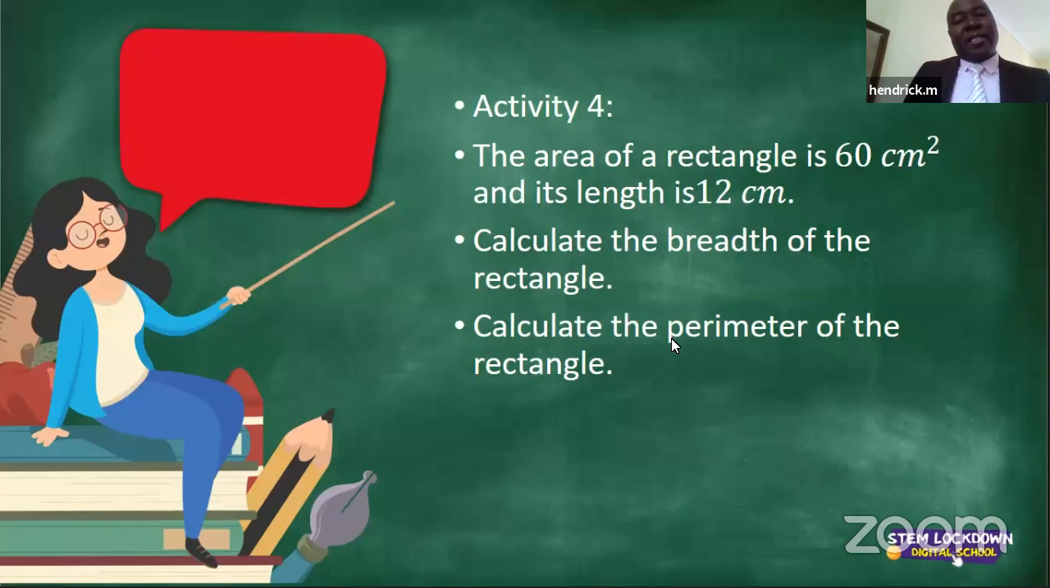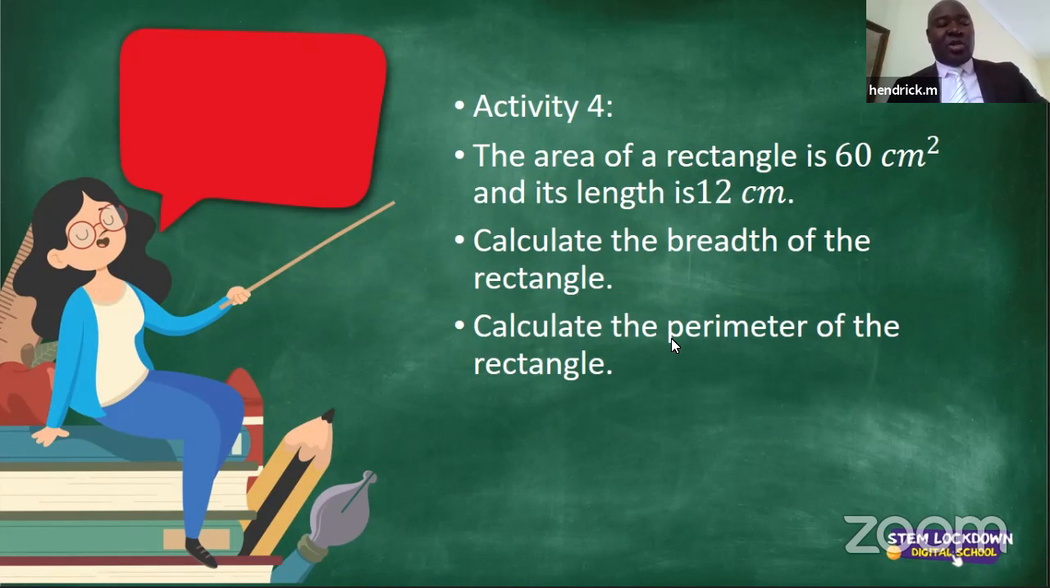For you to find the breadth, remember that the area is always length times breadth. Now we have the length, which is 12. So it means the area is 12 times breadth. We don't know what the breadth is, but we know the area is 60, so 12 times b is 60. You can divide 60 by 12, and 60 divided by 12 is 5 centimeters. So therefore the breadth will be 5 centimeters.